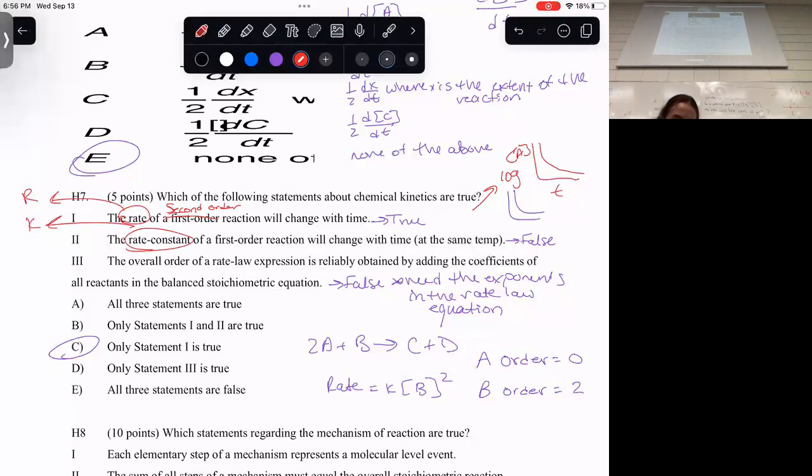If it says the rate constant of a first order reaction will change with time, that's false, because with time makes it false. If it says the rate constant of a first order reaction will change at different temperatures, then it becomes a true statement. Okay, so rate constant has nothing to do with time. No.